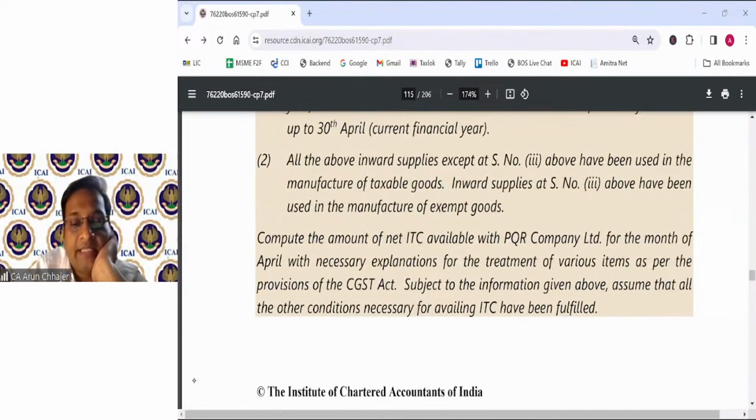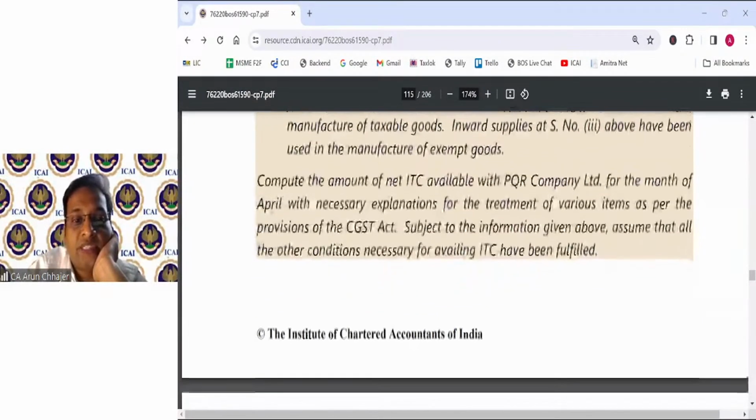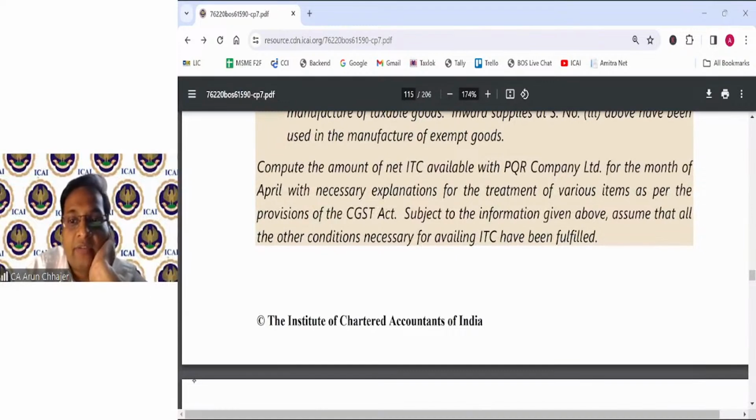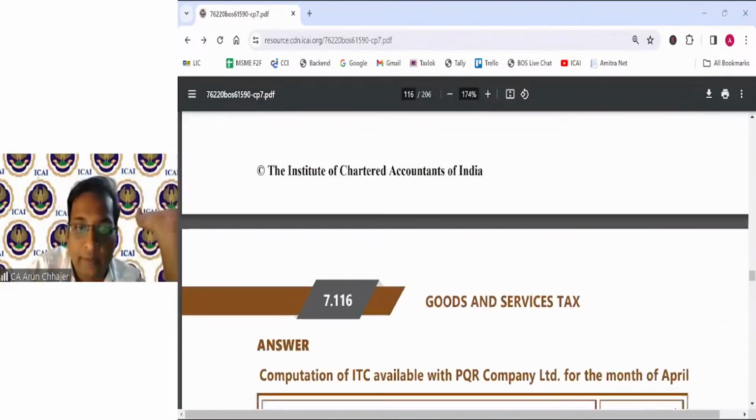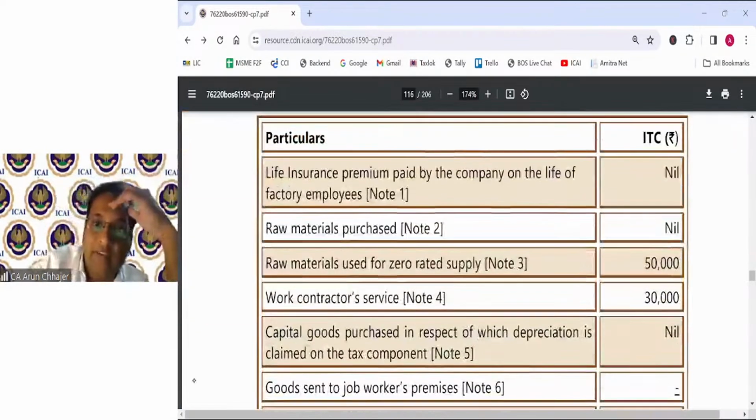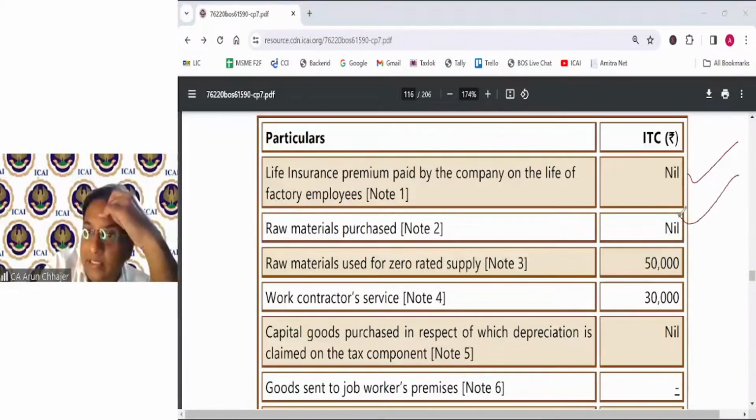Compute the amount of the net ITC available with PQR company for the month of April, with the necessary explanation for the treatment of the various items as per the provisions of the CGST Act, subject to the information given above. Assume that all other conditions are satisfied. So answer, life insurance का ITC not available. ठीक है, रॉ मटेरियल का आईटीसी नॉट अवेलेबल.